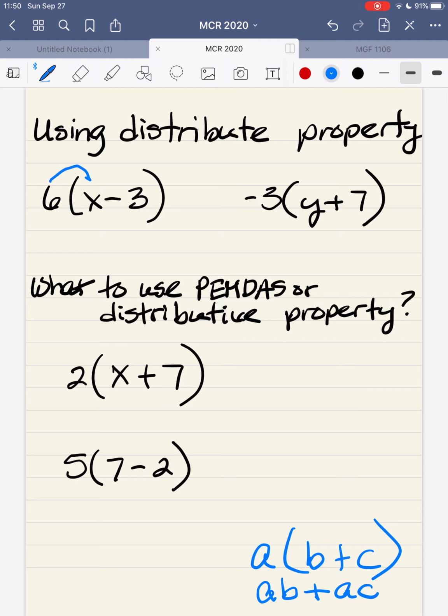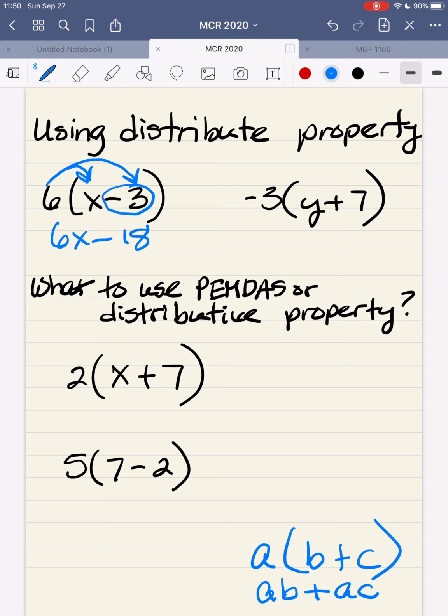So here we have 6 times x. This will give me 6x. And I have 6 times 3, which is 18. Another way I like to think about it, because there is a minus here, I like to think of it as 6 times negative 3, so I get the appropriate sign. My multiplication is really up to you how you want to think about it.